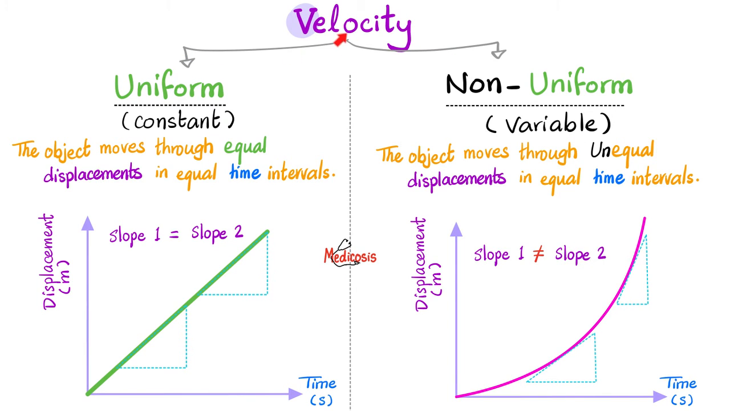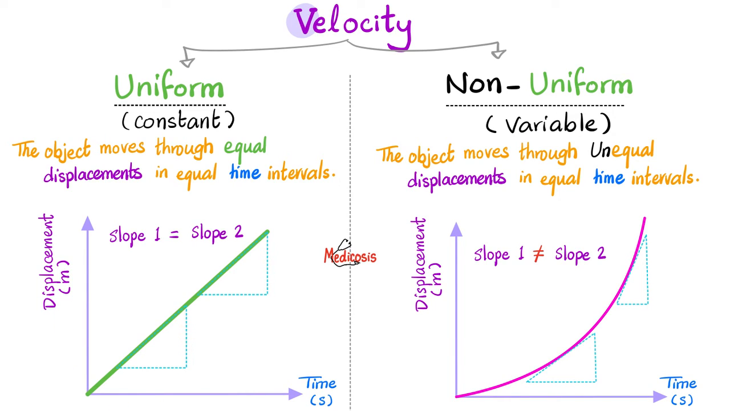There are two types of velocity, uniform and non-uniform. Uniform could be also called constant velocity, but non-uniform is variable or not constant. Suppose that you're driving your car at a speed of 35 kilometers per hour. You're not changing the speed. You're not speeding up. You're not slowing down. This is called a uniform or constant velocity. Linear relationship between displacement and time.